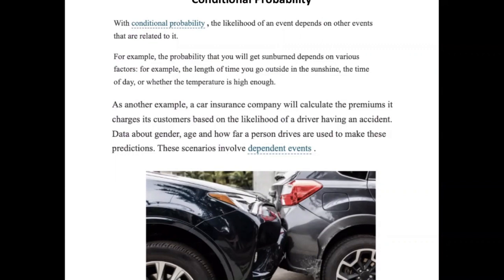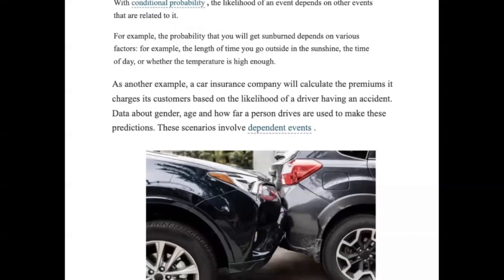For example, two people go for insurance, and one has got 5 accidents in the past 2 years, and the other one has a zero record of accidents. So this means that the person with a zero record of accidents will be paying less premium, and the one with a higher number of accidents will be paying more premium. Data about gender, age, and how far a person drives is also taken into account. So the premium amount that is going to be calculated depends on many factors. So these scenarios are basically dependent events.